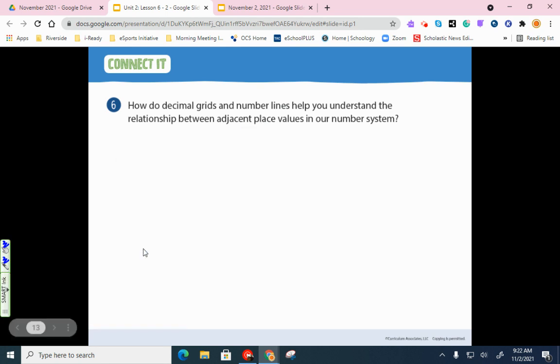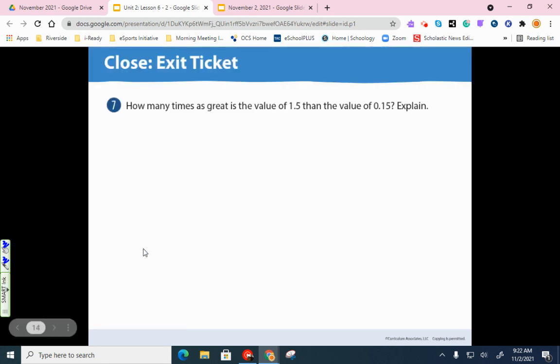Last question. I know there's a lot of notes for today. How many times greater is the value of 1.5 than the value of 15/100? It's 10 times greater. And it's 10 times greater because the digits, you'll notice the 1 and the 5, they're exactly one place value different from each other, if you can look at it like that.